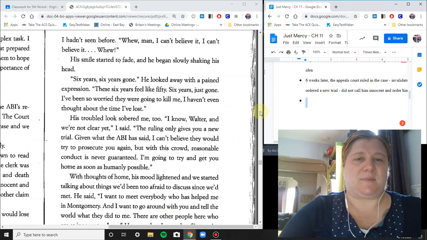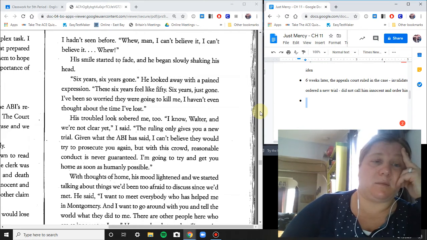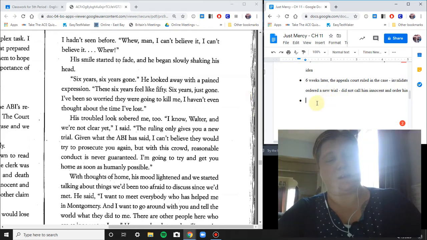6 years. 6 years gone. He looked away with a pained expression. These 6 years feel like 50. 6 years gone. I've been so worried they were going to kill me, I haven't even thought about the time they lost.